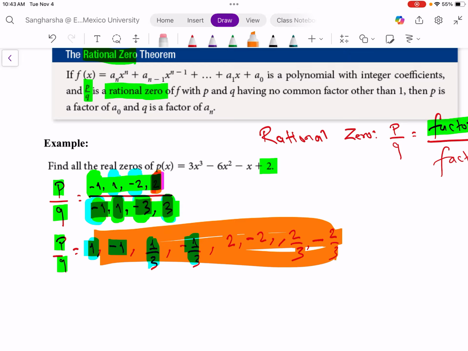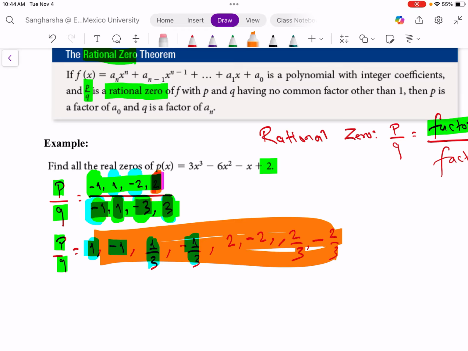So you have to find p and you have to find q. p is every factor of the constant. q is every factor of the coefficient of the leading term. Here we have 4 options for p and 4 options for q, so you have to make every possible combination. The easiest way is to take one value of p and take each value of q one by one and find p over q. Or you can take one value of q and take every value of p one by one, and that would be your p over q.